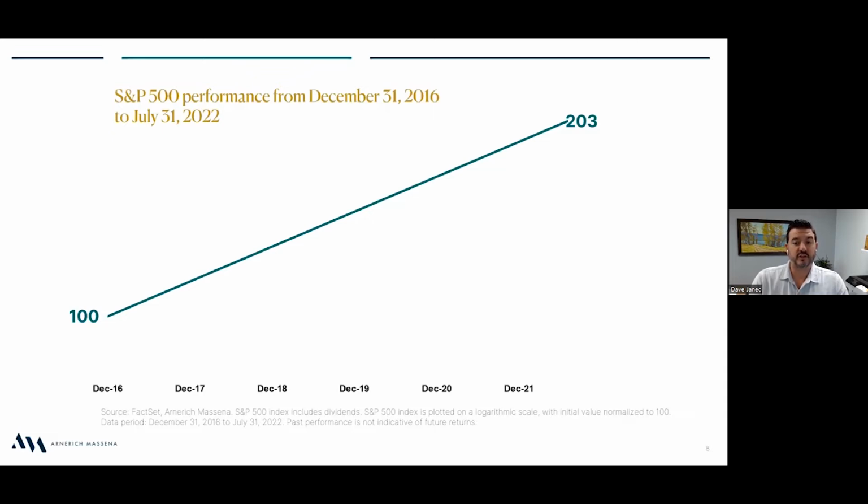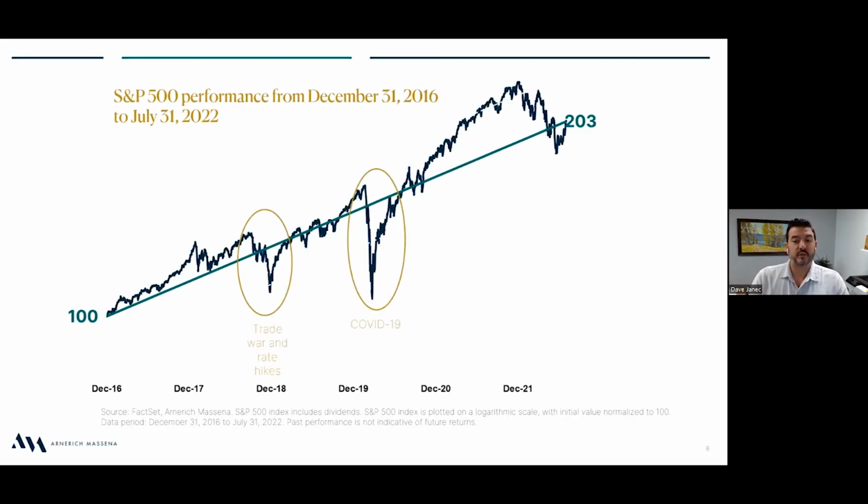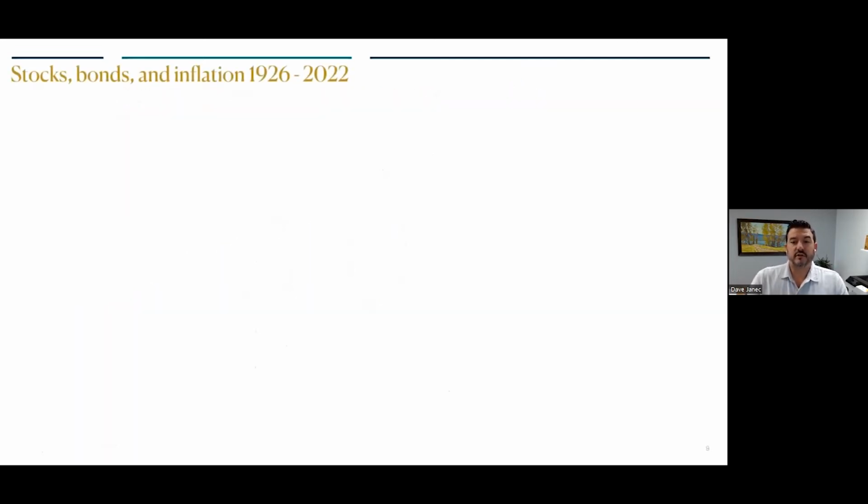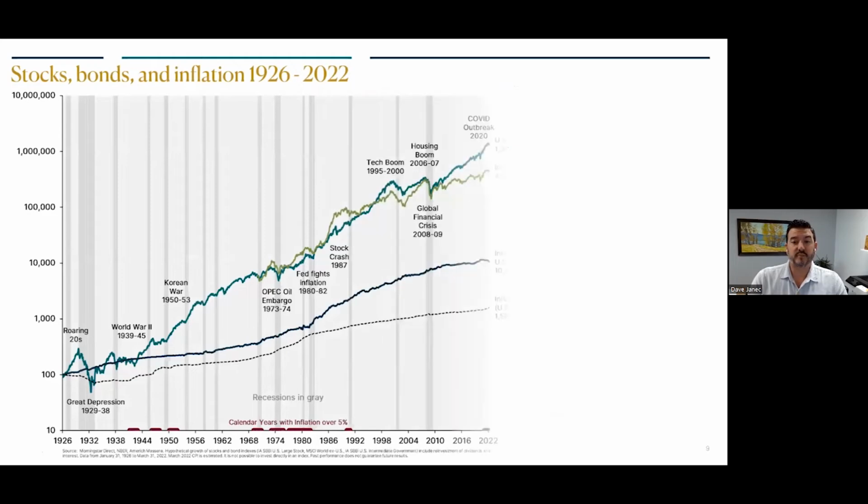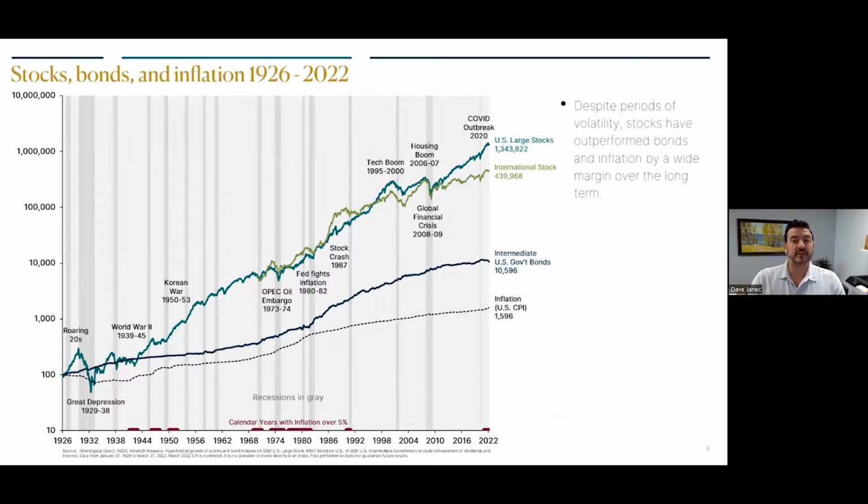However, for the investor who checked their portfolio on a daily basis, the ride was a bit bumpier, though with the same eventual outcome. Here we'll take a look at a longer-term time frame and a few longer-term investable assets, including large-cap U.S. stocks, international stocks, intermediate government bonds, and inflation as measured by U.S. CPI. The key finding here is that despite recurring periods of volatility, represented by the recessions shaded in gray, stocks have been the primary driver of returns, outperforming bonds and inflation by a really wide margin over long periods of time.